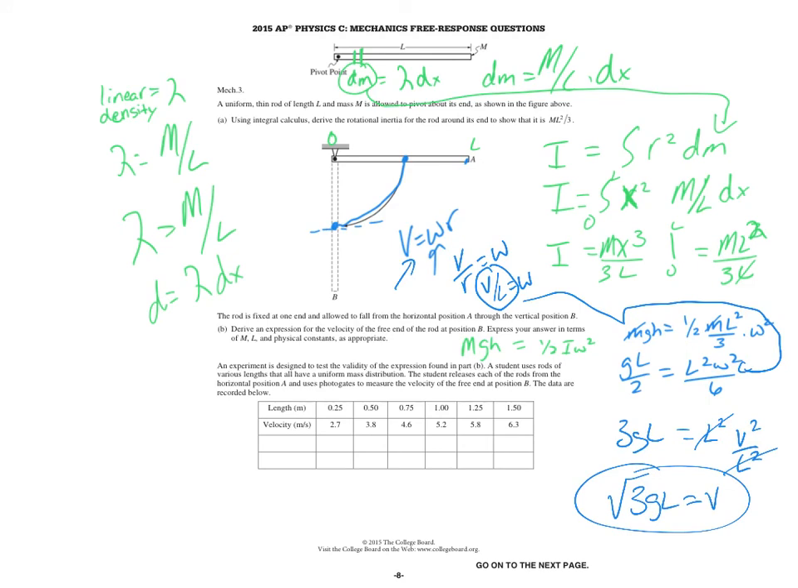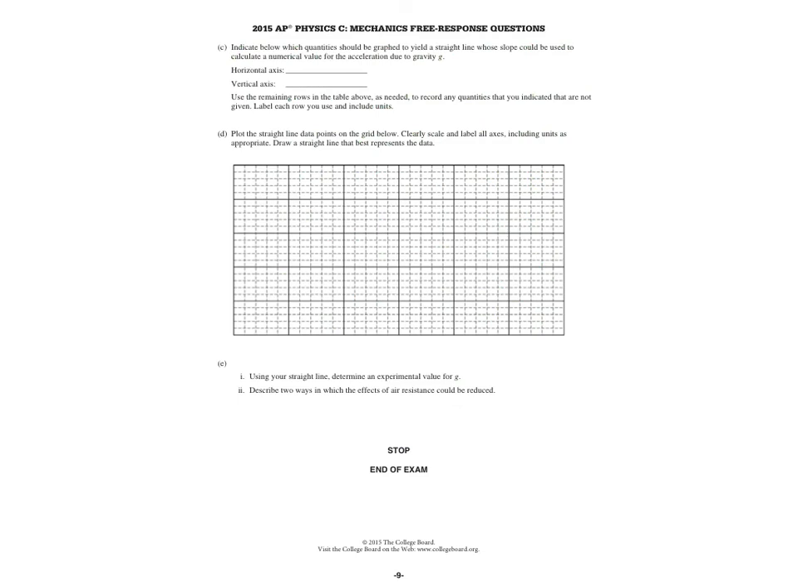Now we're going to do an experiment to test the validity. The student uses rods of various lengths that all have uniform mass distributions. That's important because it means their lambdas are all the same, basically. The student releases each of the rods from the horizontal position and uses photo gates to measure the velocity at the free end. The data are recorded below. We are going to indicate which quantities should be graphed to yield a straight line whose slope would be used to calculate a numerical value for G.